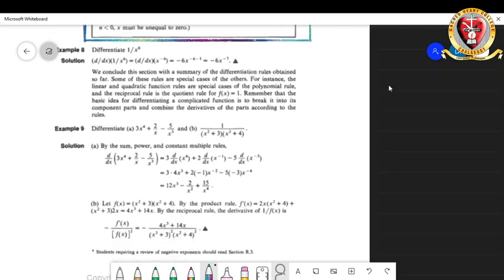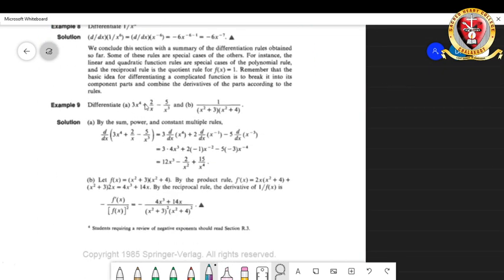Now differentiate the first one, a, which is 3x raised to 4 plus 2 by x minus 5x raised to 3. So you use all the rules. First you have to split them up, like this, take the constants out. Then you have to apply the derivative.